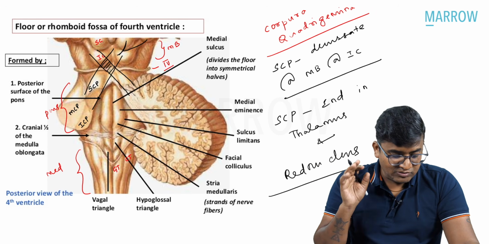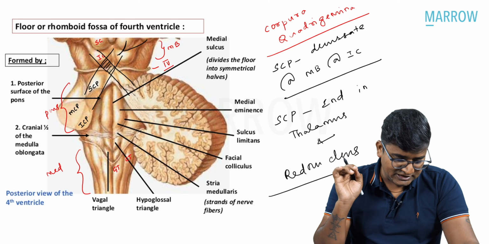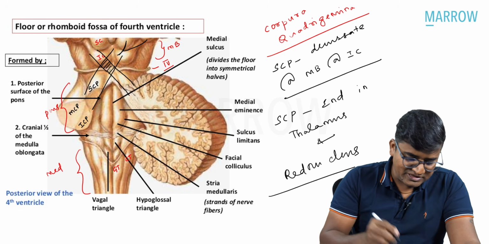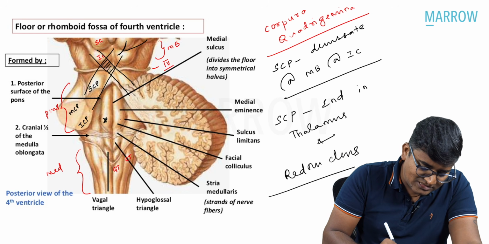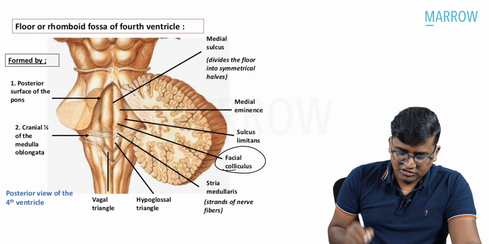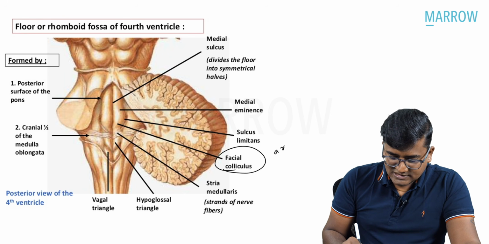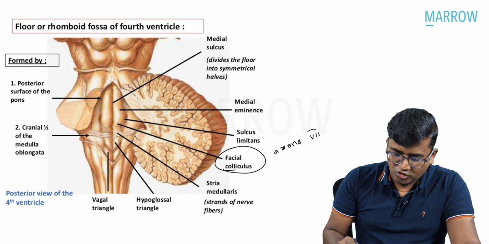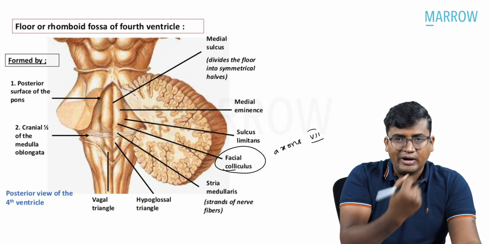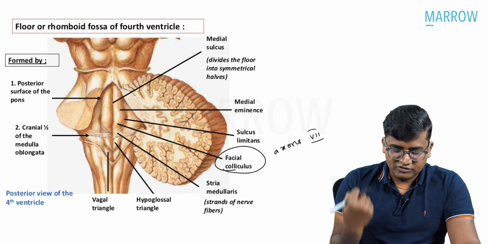Now another important structure we're going to see in the posterior view of the brainstem is our facial colliculus. Now the facial colliculus is due to axons of the facial nerve. The motor root of the facial nerve fibers wind around and produce one bulge that is called the facial colliculus.